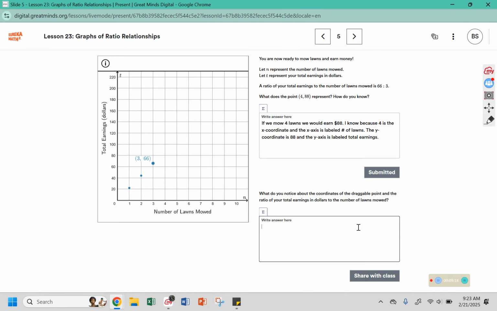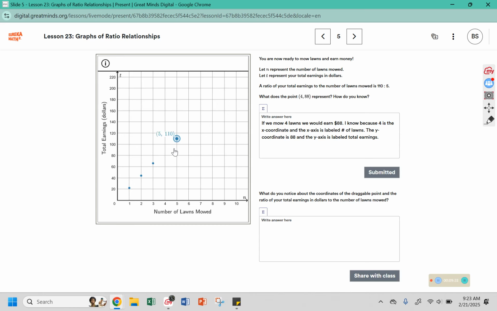What do you notice about the coordinates of the draggable point and the ratio of your earnings in dollars to the number of lawns mowed? So if I move this draggable point, it forms a diagonal line because I can't move it up and down. It just goes along this diagonal line here.